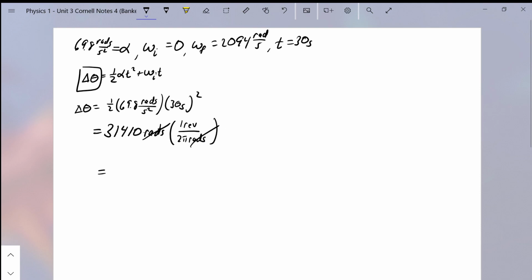So when I do that, I get about 4,999.0-ish revolutions. So just 1 revolution short of 5,000 total revolutions that would have happened during that 30-second period of time where it's speeding up.